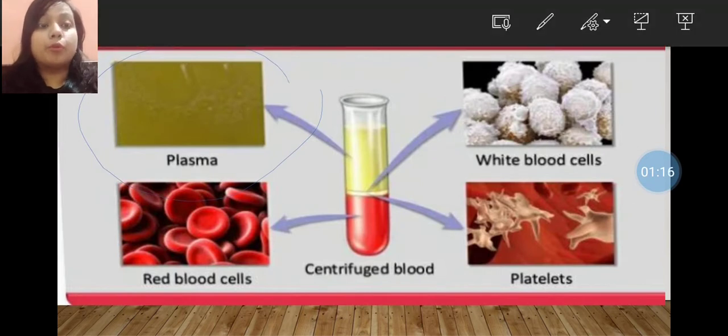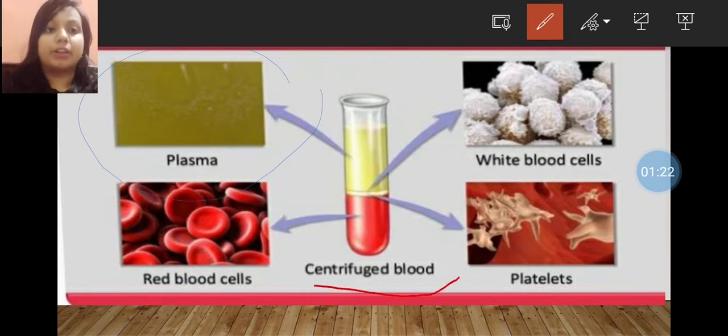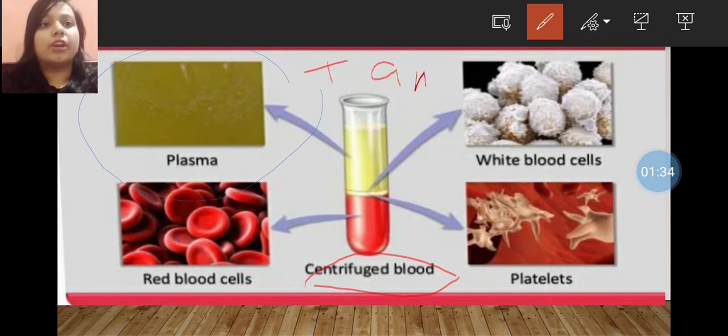What is the composition of blood? How do we know the composition of blood? We centrifuge the blood. For the centrifugation process, we take a test tube and add the blood sample along with an anticoagulant. The anticoagulant helps to prevent coagulation of the blood.